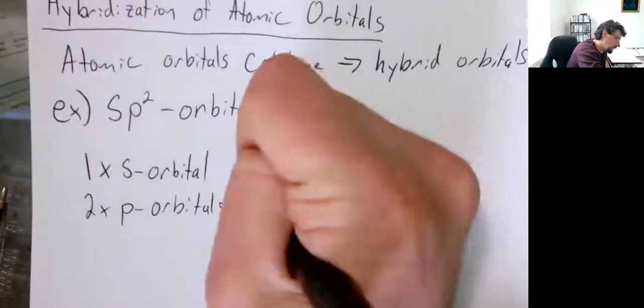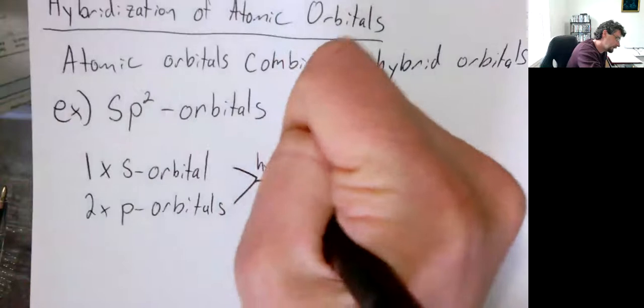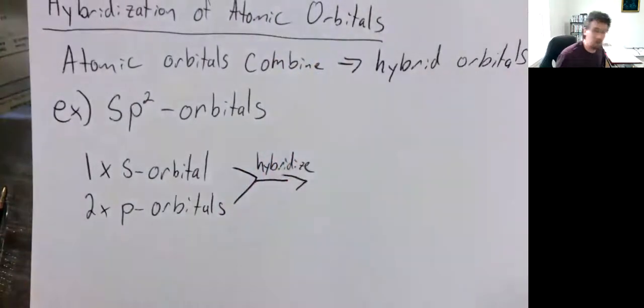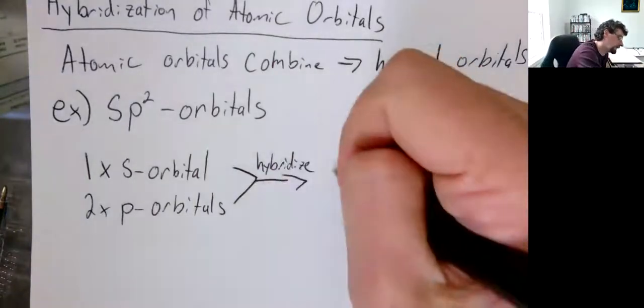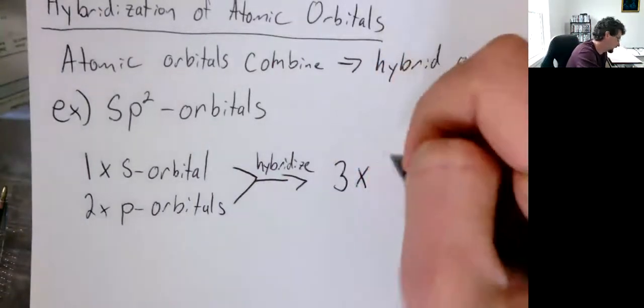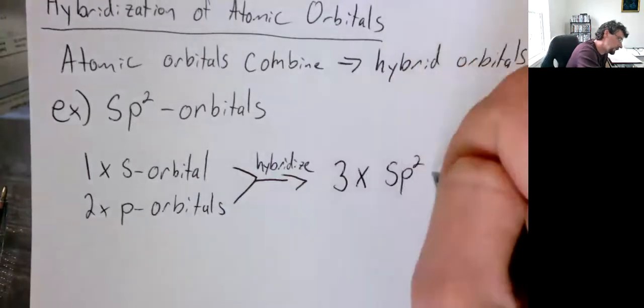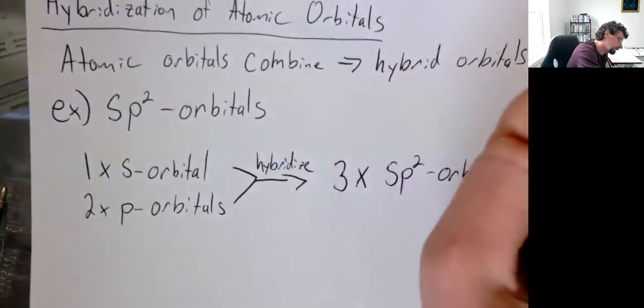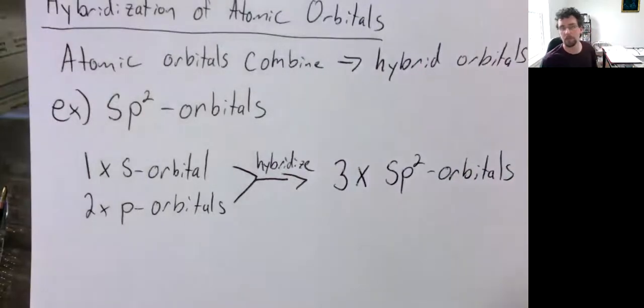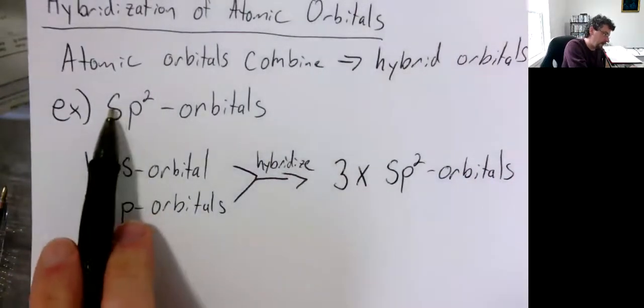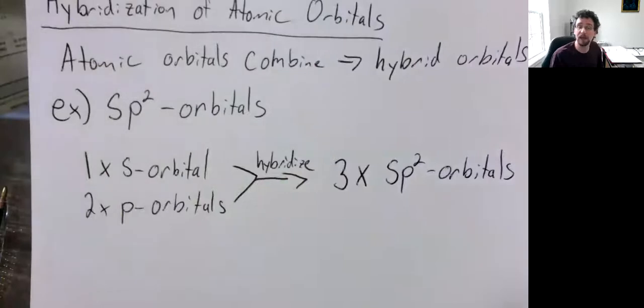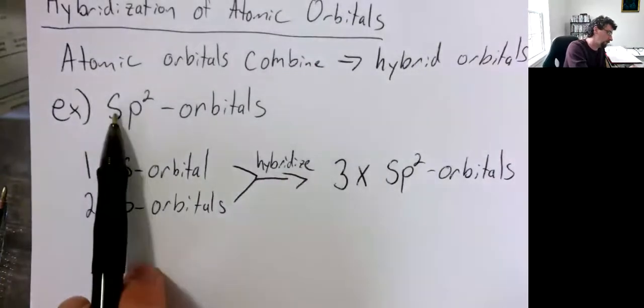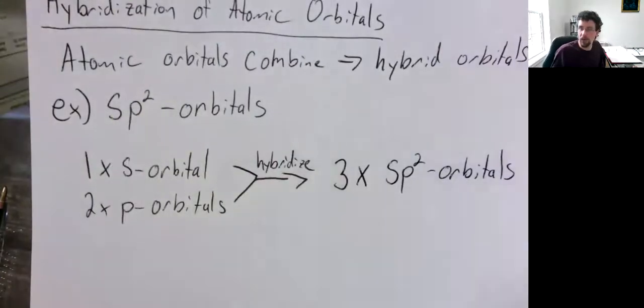These guys are going to hybridize, and we get new orbitals out. Now, the number of orbitals in has to equal the number of orbitals out. So we're going to get three sp2 orbitals. So that's what's meant by an sp2 hybridized orbital. If we had sp3 hybridized orbitals, that would mean we would have one s and three p orbitals all coming together to make our new hybrid orbitals.